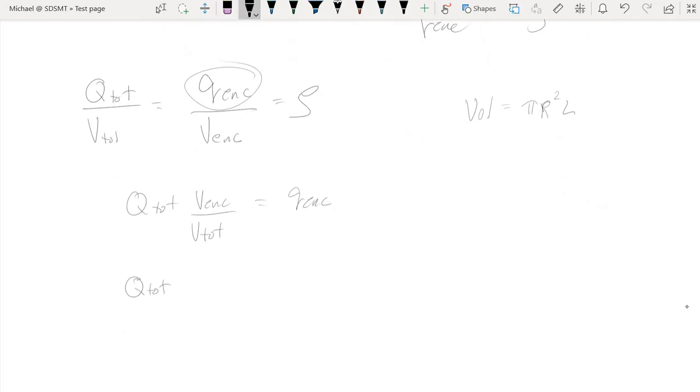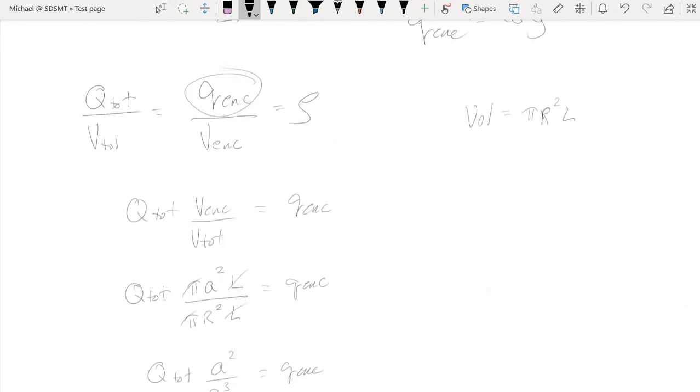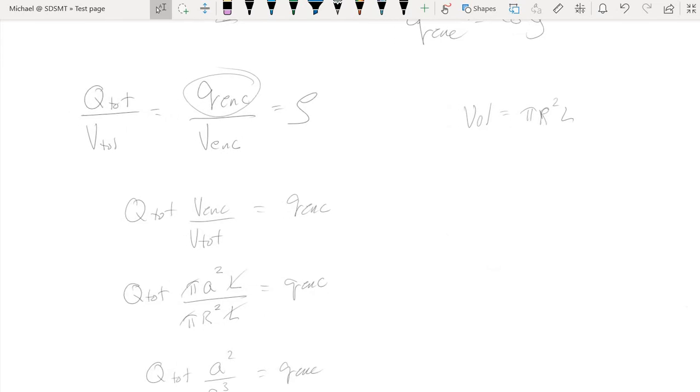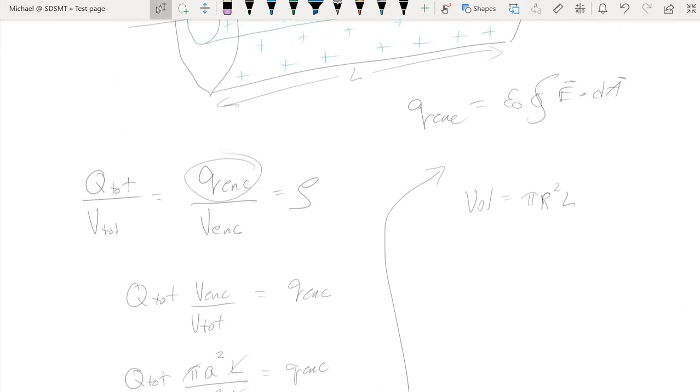So the enclosed volume will be the volume produced by the radius of A. The total volume will be the volume produced by the radius of big R. And in this case, we see the pi's and the L's cancel out, and so we're left with a ratio of the radius values similar to what we had with the sphere. But now this enclosed charge can go back into our Gauss's law expression.